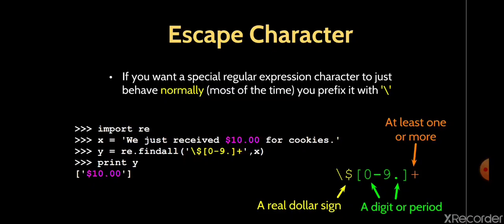Then after this dollar, we can find a range of numbers from 0 to 9, and there can also be a dot in between, and this can be matched many times. This searching should be done in the variable x, that is the second parameter. When we do this, findall will return a list to variable y. So now y is a list containing the extracted substring, that is $10.00. This is how we can use the escape character in a regular expression or cryptic code.